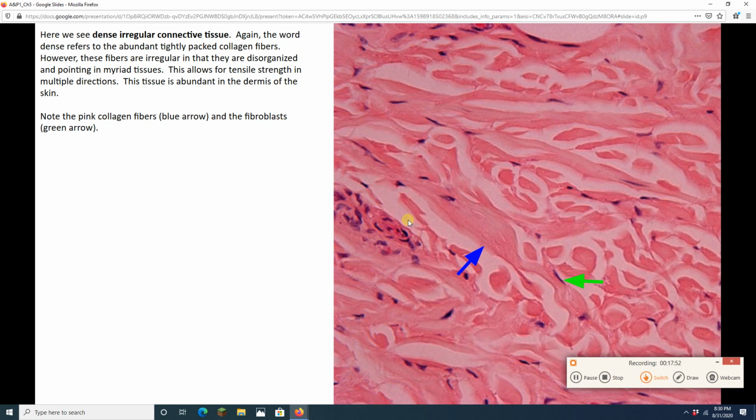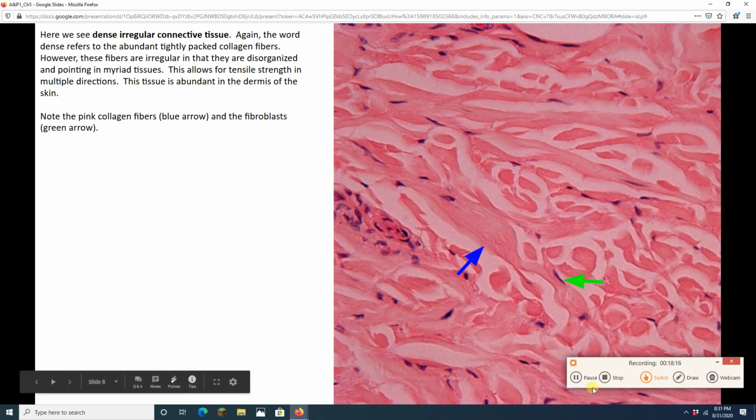We have one more dense connective tissue. It's called dense irregular. It's dense, which means it has a lot of collagen. Look at all the pinkness we see here. But now it's irregular. This means all the collagen is not going in the same direction. They're going in many different directions.